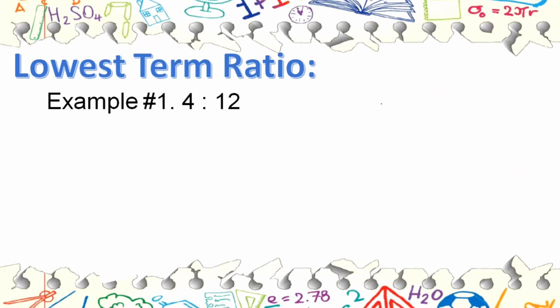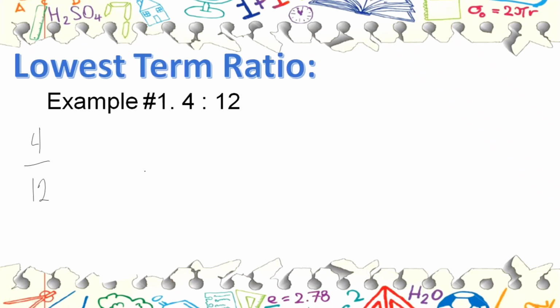Example number 1 is 4:12. So, para ma-simplify natin yan or ma-lowest term natin yan, kailangan natin siyang gawing fraction notation. So, from column notation, gagawin natin yung fraction notation. So, paano yung magiging fraction notation? Magiging 4/12.